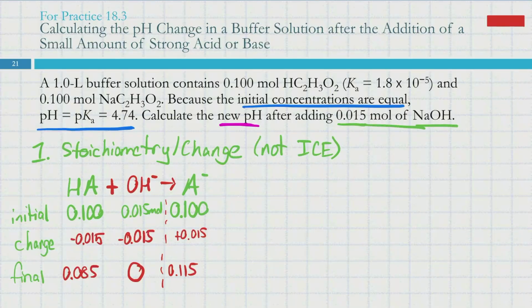Now there's two ways we can go about doing this problem from here. We can either do an ICE table, or since we have a buffer, we have significant amounts of both the acid and the base, and we've got a relatively small Ka value, there's another tool that we can use instead. Who remembers what that is? Yeah, the Henderson-Hasselbalch equation.